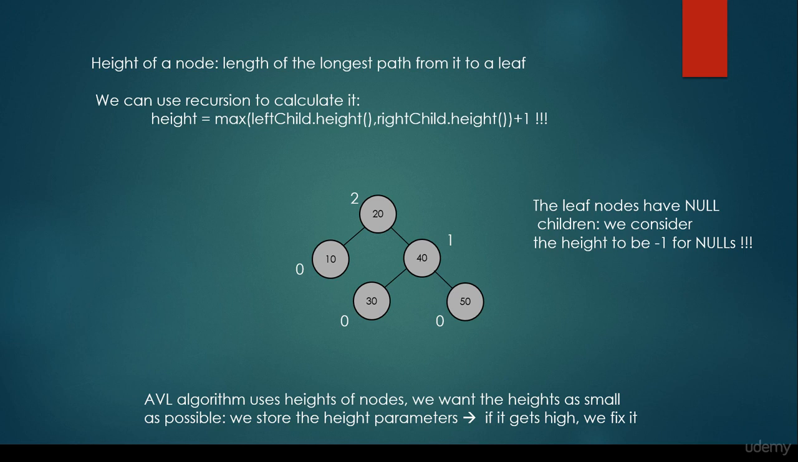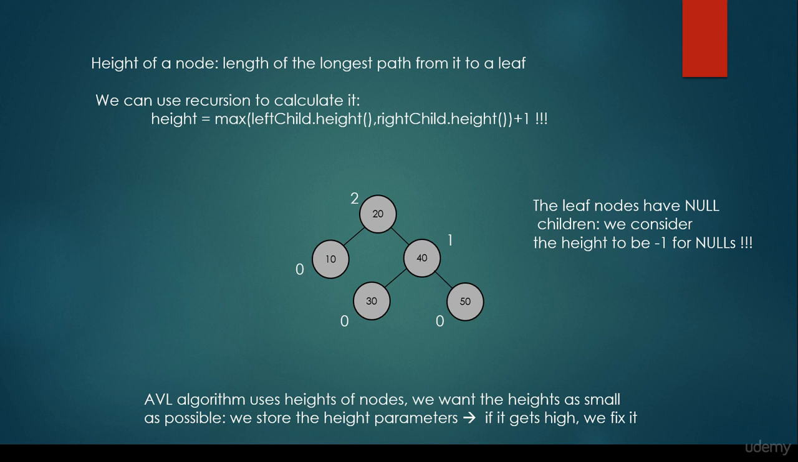So for example, the vertex 10 doesn't have any left child or right child, but in this algorithm, we suppose that there's a left child with height parameter -1 and a right child with height parameter -1. Why is it good? Because this is how we are able to calculate the height parameters for the leaf nodes. Unless we do that, we would get a null pointer, and we are not able to calculate the height parameter with this recursive formula.